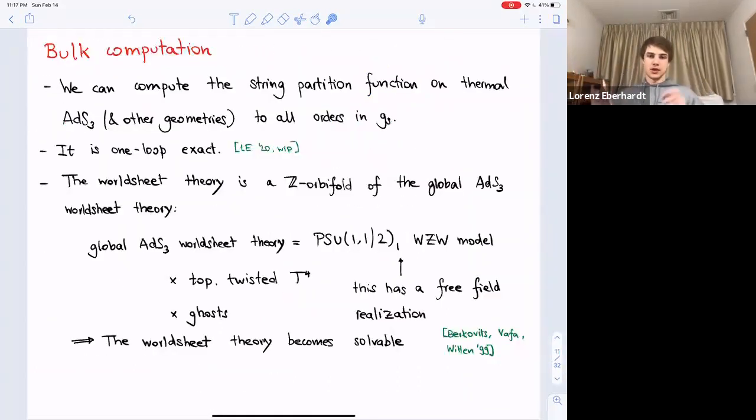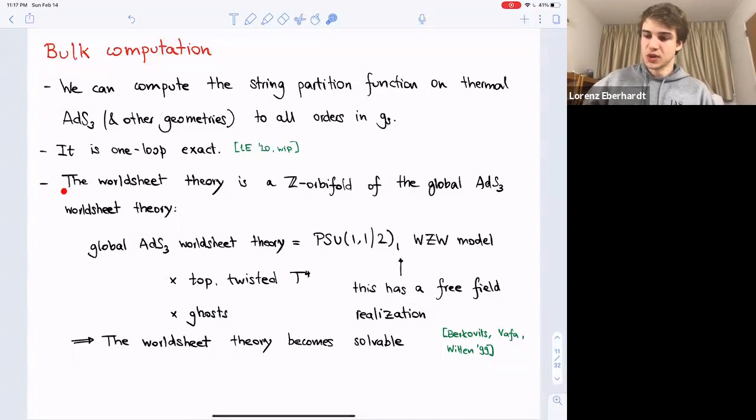Good, but now let's come to the more interesting bulk computation. So as we said, we want to compute the string partition function on thermal AdS and all the other geometries that we discussed. And we can do it actually to all orders in g_string. And that works to all orders because it's one loop exact. So it's quite simple. And one can actually show that it's one loop exact.